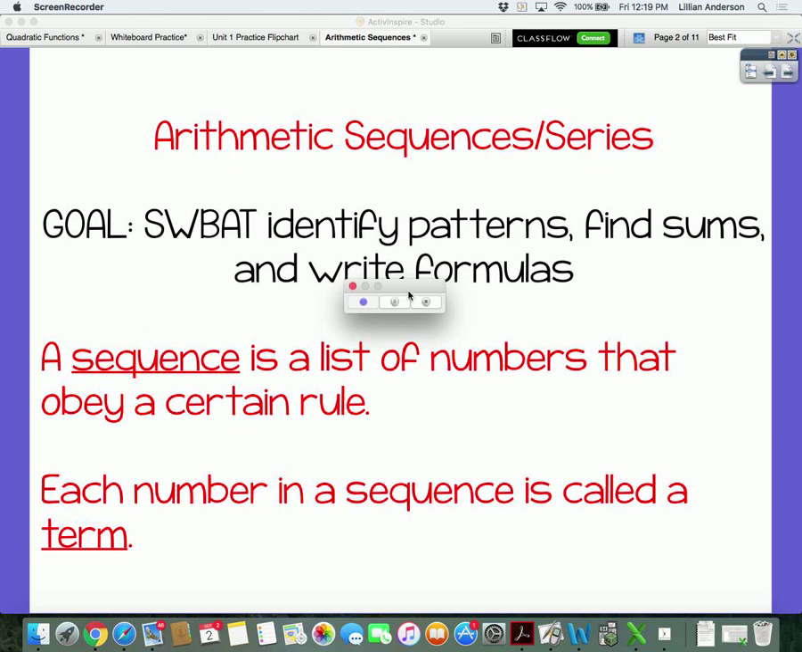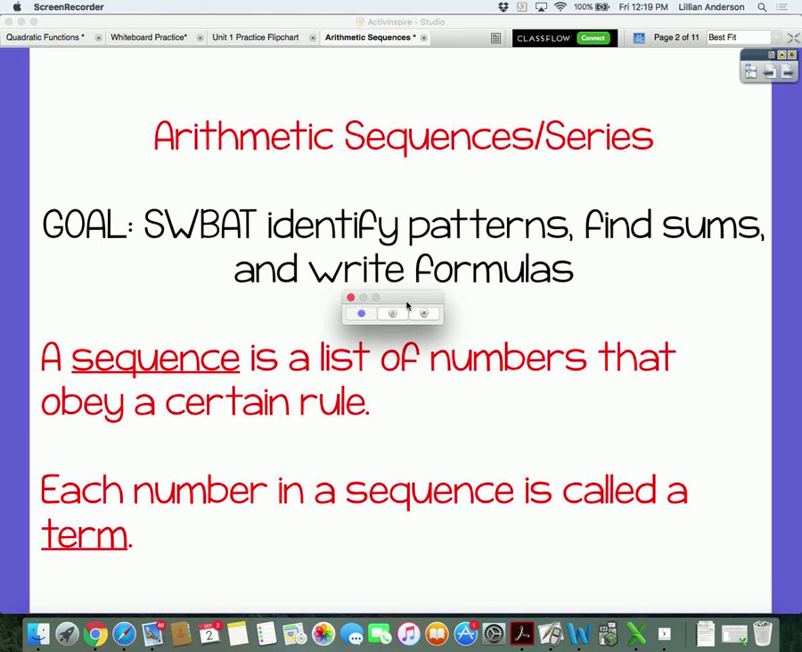All right, so arithmetic sequences and series. By the end of today, you'll be able to write formulas, find sums, and identify patterns. This is the second half of numbers and algebra, so it's like an extension to the basics that we talked about in the very first section.